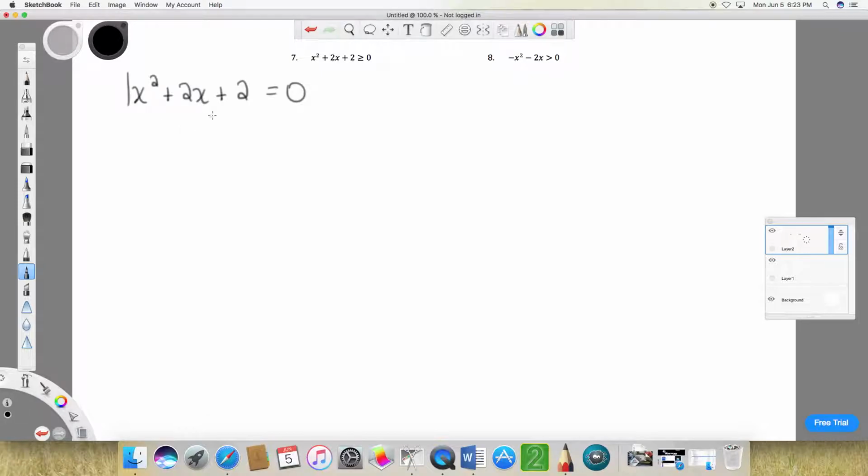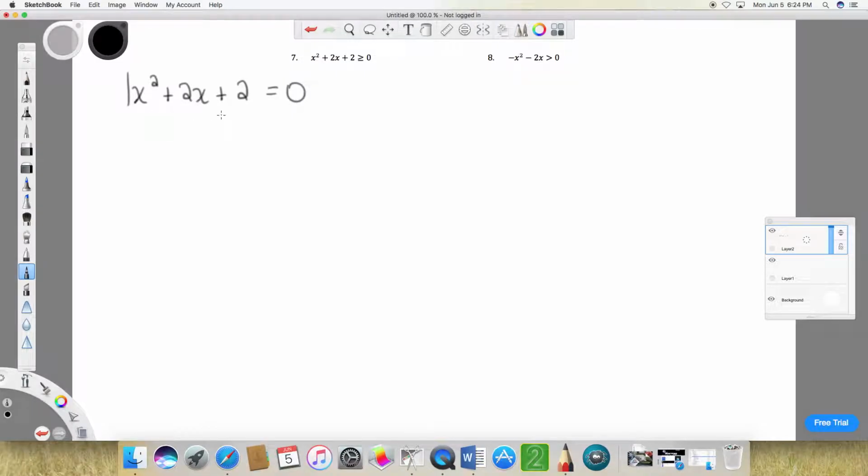But when we look at this, I don't believe this is going to factor for us, because x times x will get us the x squared, and 2 is a prime number, and the middle term is positive. So if we have plus 2 and plus 1 here, that would have a middle term of 3x. So this x squared plus 2x plus 2, we cannot factor that. But that doesn't mean that we can't solve this equation.